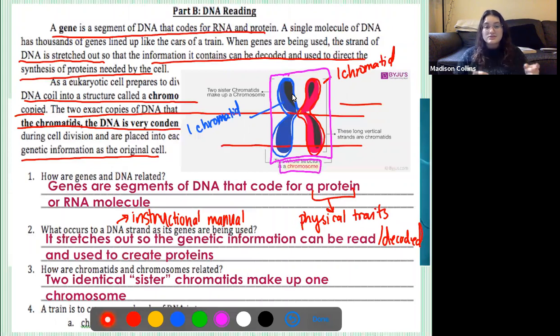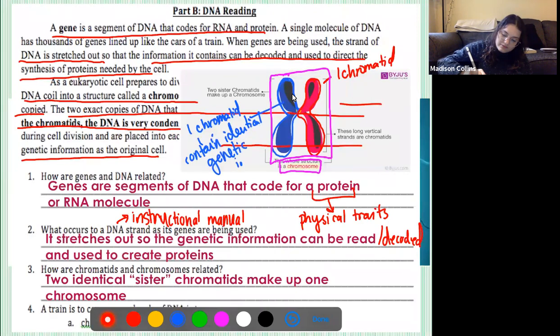That also means that these chromatids contain identical genetic information. And that's why we call them sister chromatids, because they're like twin sisters. They contain the same genetic information. They are identical and make up that chromosome together. Okay, so I'm going to write that down. Two chromatids contain identical genetic info.